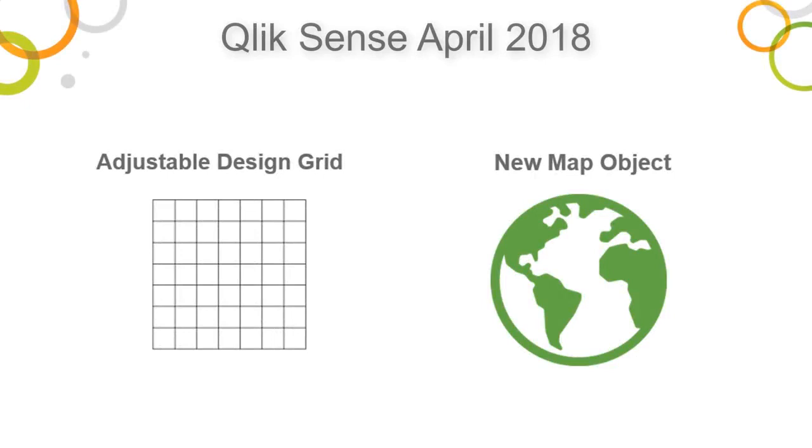Okay, so in the next example, I'm going to cover two of the new features. One is the adjustable grid size on the design canvas when you're laying out your visualizations on your sheets, and the other one is the new map object visualization.